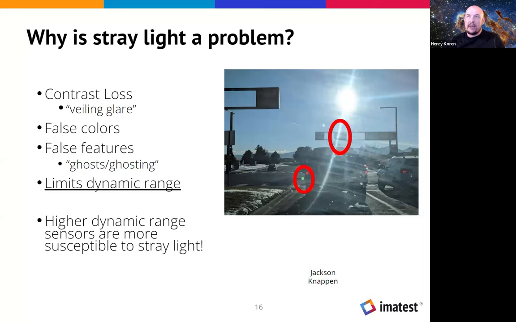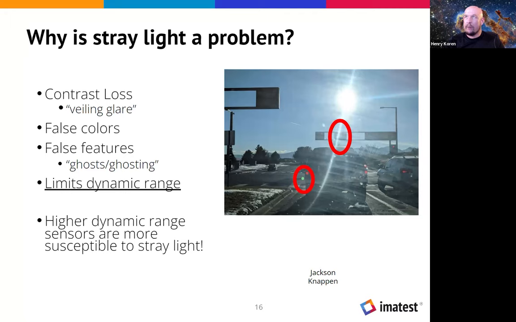The big thing is that stray light really limits dynamic range. We have a lot of people testing dynamic range, a lot more than stray light. A lot of our users find that they have a very high dynamic range sensor, but when it comes to putting a lens on that sensor and taking a scene from the real world, with light coming in from all angles, that's where the stray light really starts to limit the dynamic range.